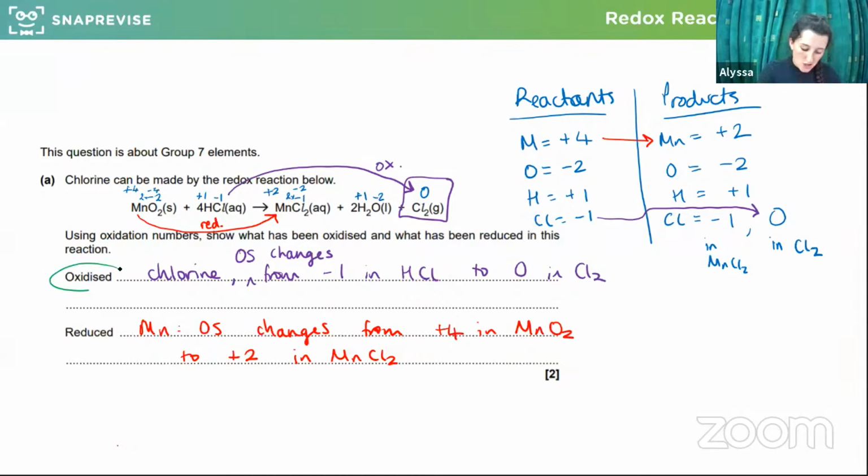In this case, it's asked what is oxidized and what is reduced. So we've mentioned the only thing that's been oxidized and we've mentioned the only thing that's been reduced. Does that make sense? So it kind of depends what the question's asking. It should be fairly straightforward in terms of understanding what it is you need to say.